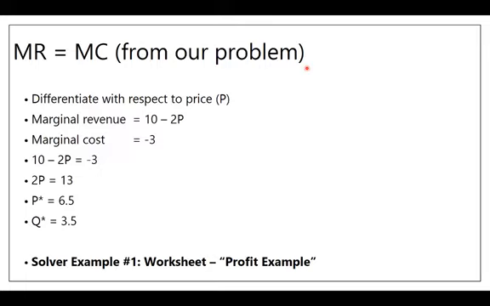Okay, so let's go back to our problem. Marginal revenue equals marginal cost. Differentiating with respect to the price P, you can do the marginal revenue side first, 10 minus 2P. The marginal cost side next. Marginal cost equal to negative 3. And then just set those two equal. You'll find that 2P must equal 13, so P star, the best price to charge, is 6.5 in that problem. You get Q star equal 3.5, and then I think I have a spreadsheet, so let's switch over and look at that real quick.